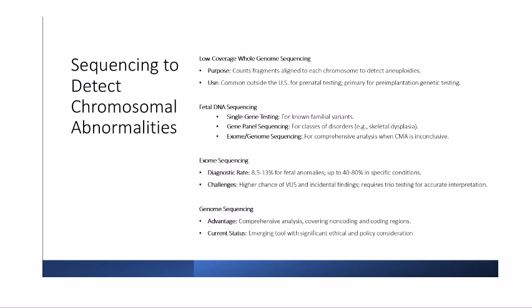Low-coverage whole genome sequencing is increasingly used outside the U.S. for prenatal testing. Single-gene sequencing, gene panels, and exome sequencing help diagnose single-gene disorders when there is a known family variant or unexplained fetal anomalies. Trio analysis, including both parents and the fetus, improves interpretation, especially with incidental or uncertain findings.